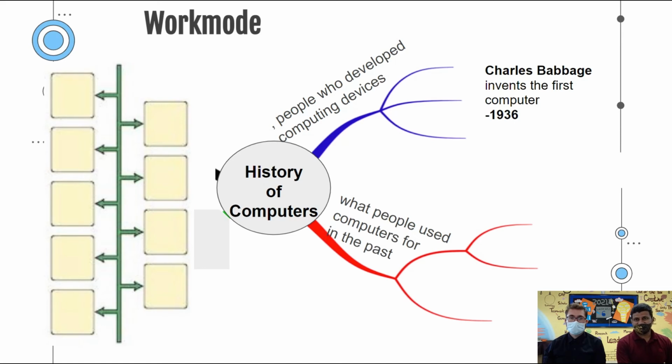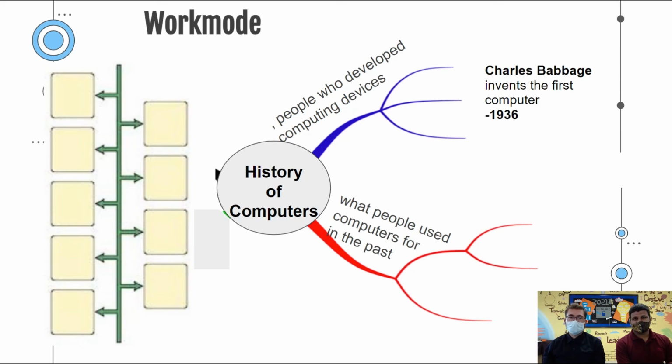Okay. So here we've tried to do something new. On the right hand side you have the mind map, and on the left hand side you have the diagram. You have to do this on an A4 size paper. For the mind map, you have to write down people who develop computing devices. Anything that is related to computers or calculations, you have to write down, and the date, and also you write down what people use computers for in the past. Could normal people buy the computer, or was it only the government and the military?